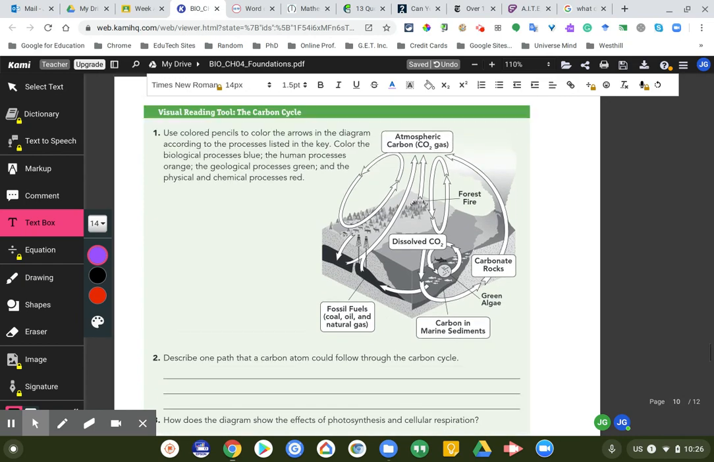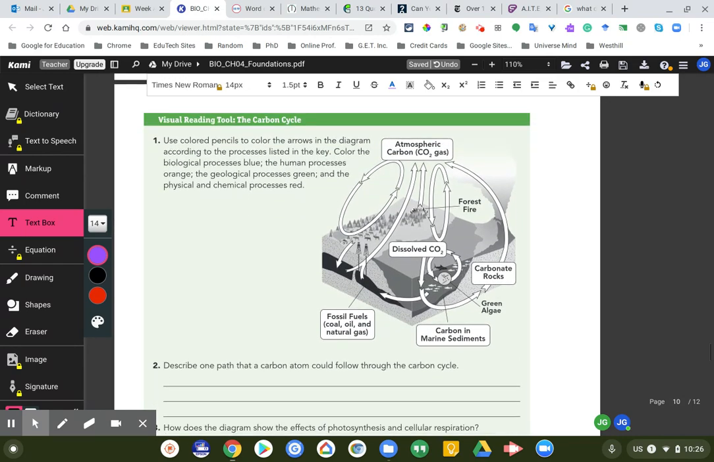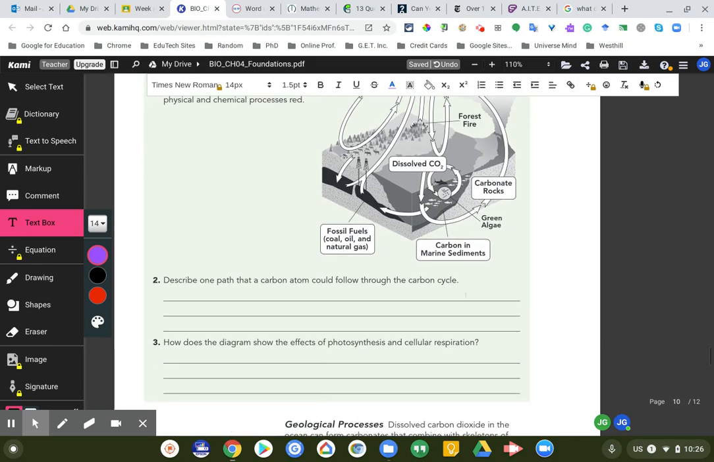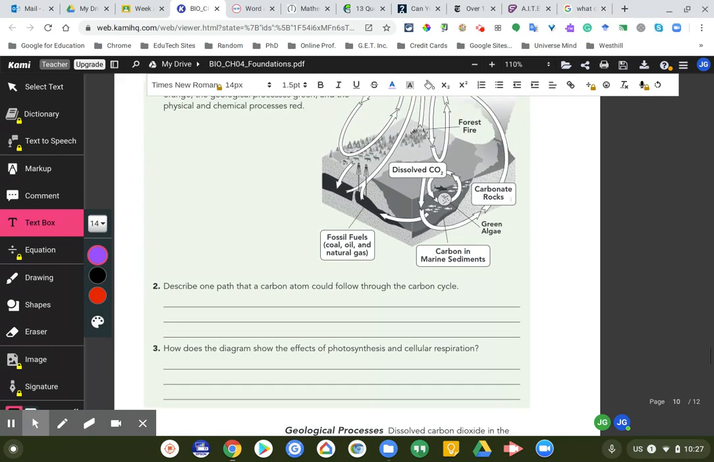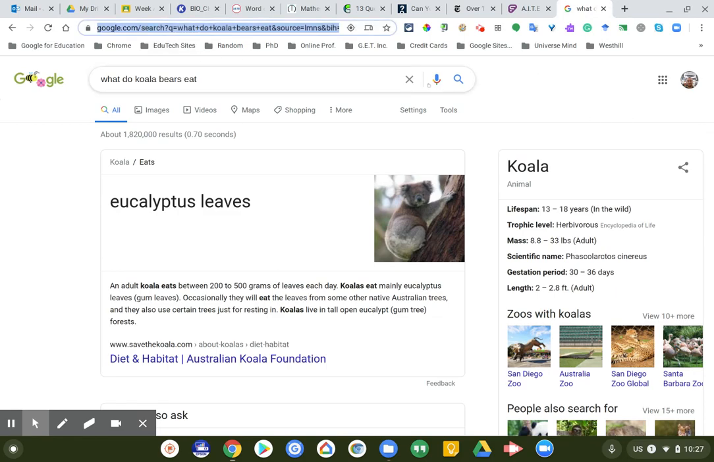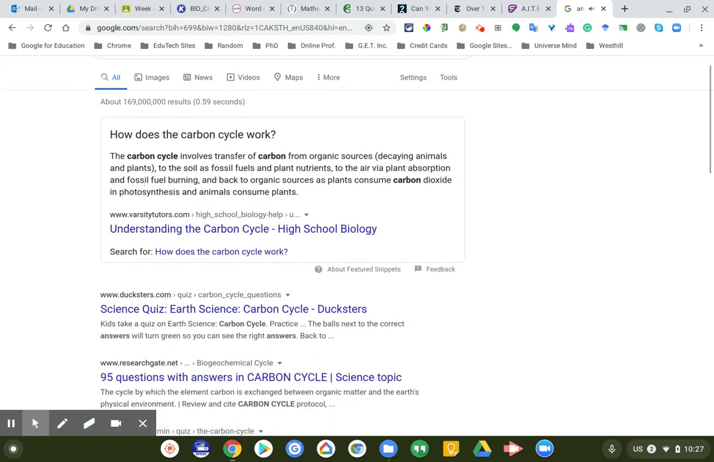All right. Here we go. Oh, this is going to be great. It's the carbon cycle. I actually had to look this up too, because it was kind of complex, and I thought that I should look at what the carbon cycle looks like. We have it here, but it's really not enough. So I did look it up, okay? Here is some information for how does the carbon cycle work. According to Varsity Tutors, the carbon cycle involves transfer of carbon from organic sources to the soil as fossil fuels and plant nutrients, to the air via plant absorption and fossil fuel burning, and back to organic sources as plants consume carbon dioxide in photosynthesis and animals consume plants.